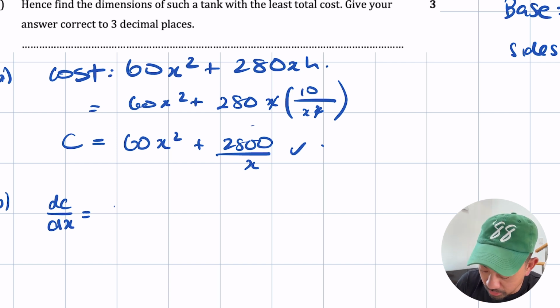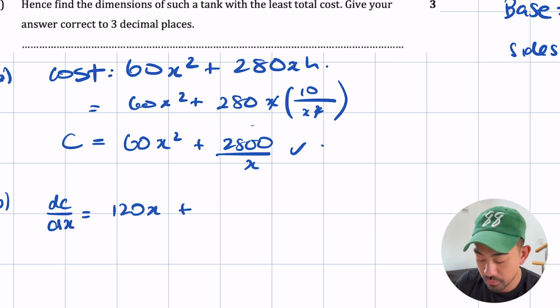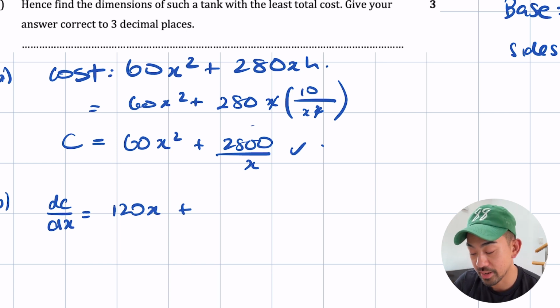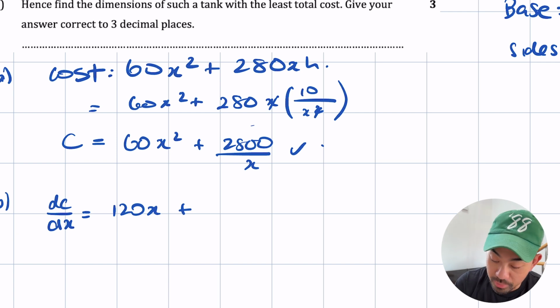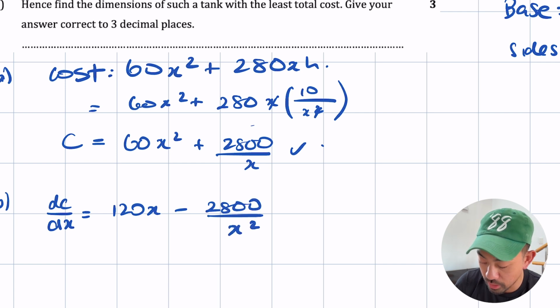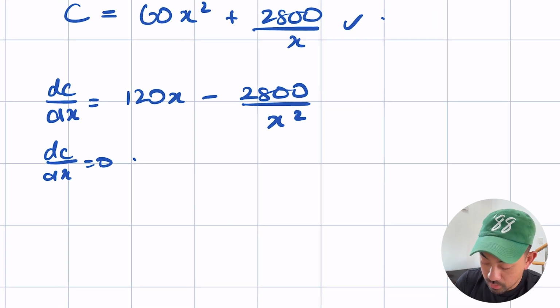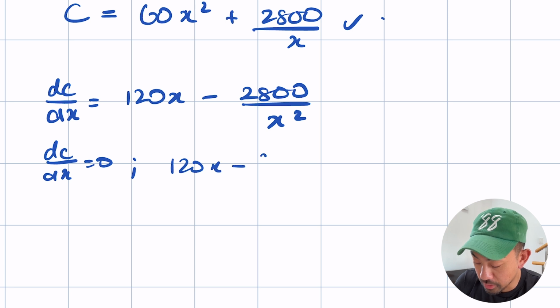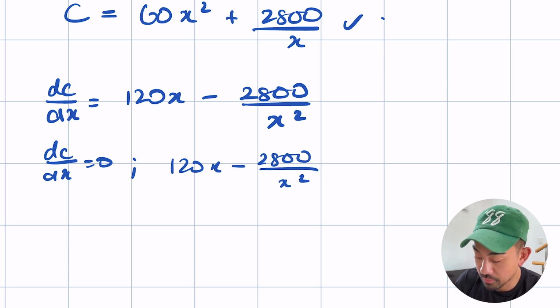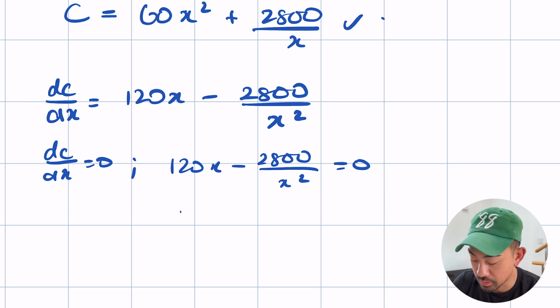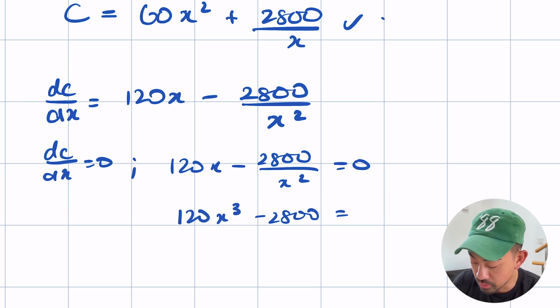All right, so differentiating here, you're going to get 120x plus, now think about this again, 2,800 over x is 2,800x to the power of minus 1. You bring that minus 1 down, that's going to cause this to go negative, so minus 2,800 over x squared. And we just solve for this, equals 0. So 120x minus 2,800 over x squared equals 0. Times through by x squared, so 120x cubed minus 2,800 is equal to 0.